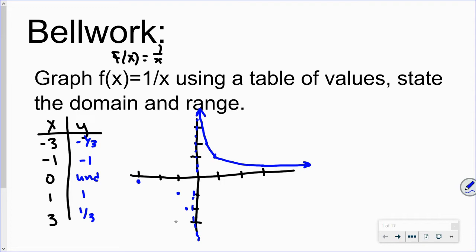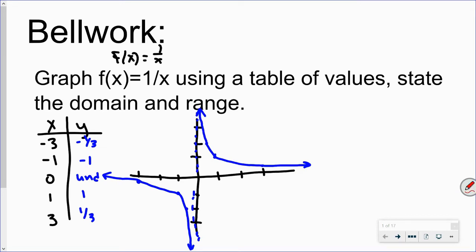Here in quadrant 3, we have the same situation. As I get smaller and smaller, closer to 0, these numbers get larger. Again, I can't have 0, so it has no y-intercept. And as these numbers go out negative, the overall number gets smaller and smaller. So this is our parent function.